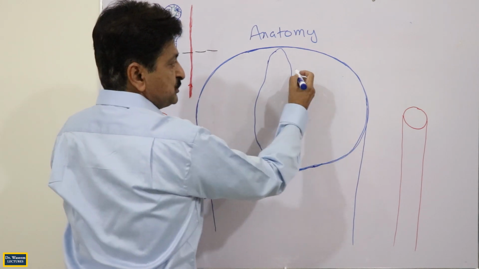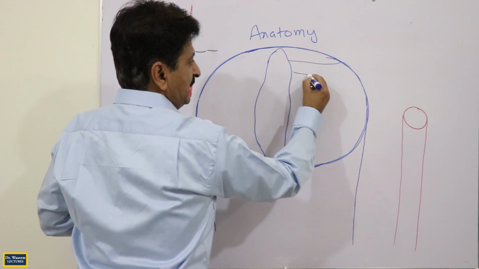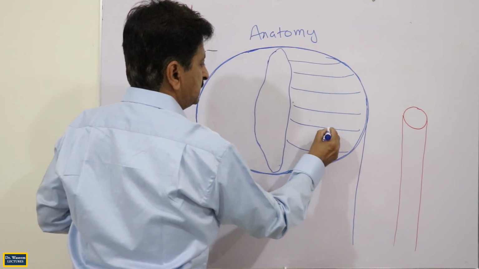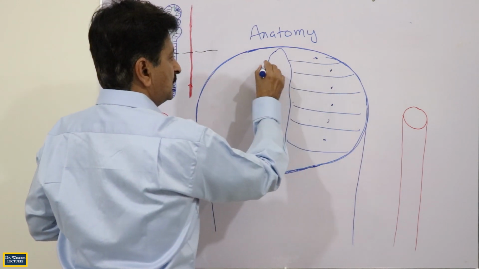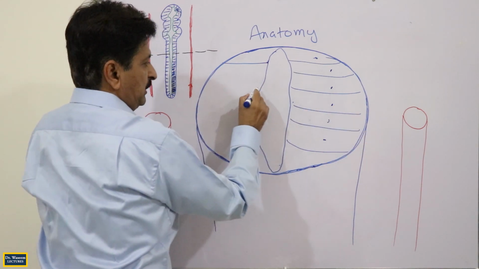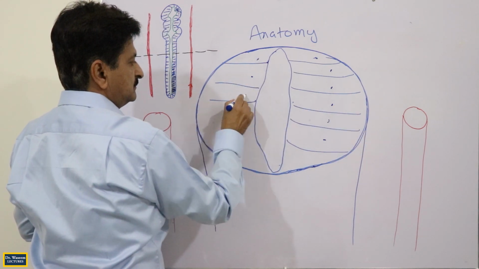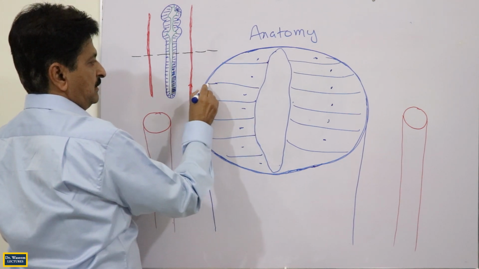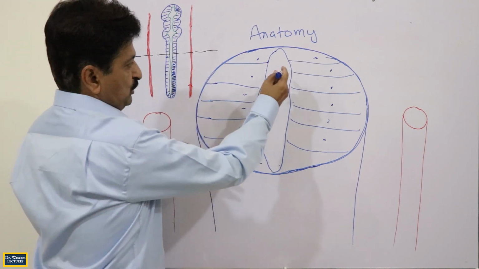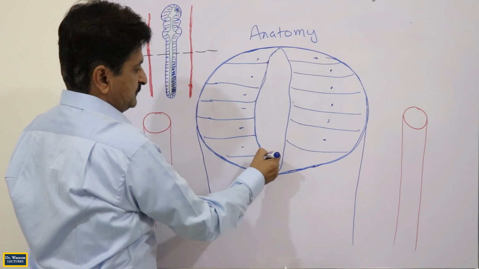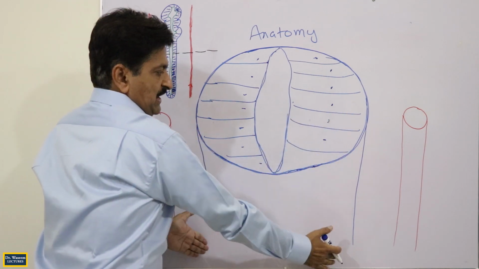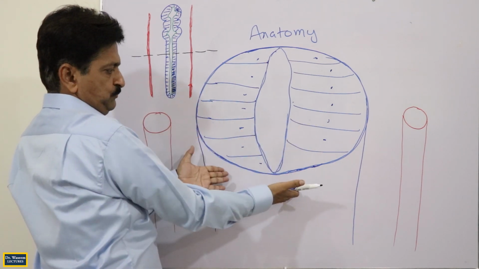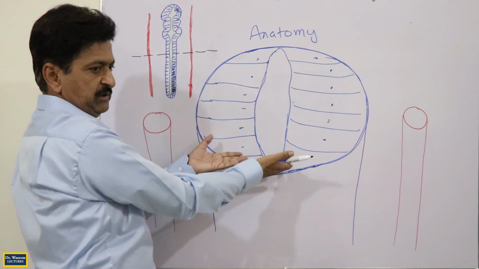This is the wall of the neural tube, which through its entire thickness is made up of cells called the neuroepithelial cells. They occupy the entire thickness of the wall. This whole part is the neuroepithelial cells, and this is the central canal. This section has been cut in the middle of the neural tube, which means this should be the spinal cord.